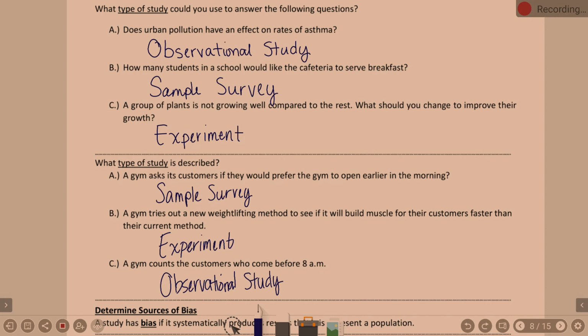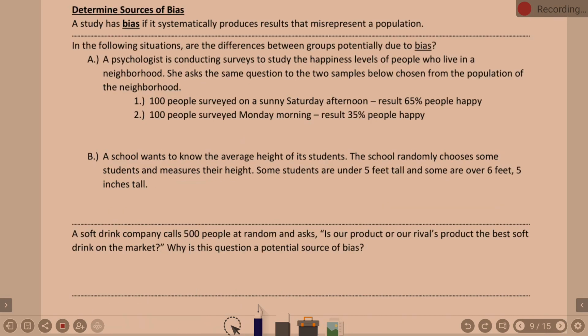Okay. Now, we talked about it a little bit a moment ago when we were talking about where you would go to ask people if the cafeteria should serve breakfast. Okay. And that's going to bring us to the discussion of bias. So we're going to talk about what bias is and determining sources of bias. So a study has bias if it systematically produces results that misrepresent a population.